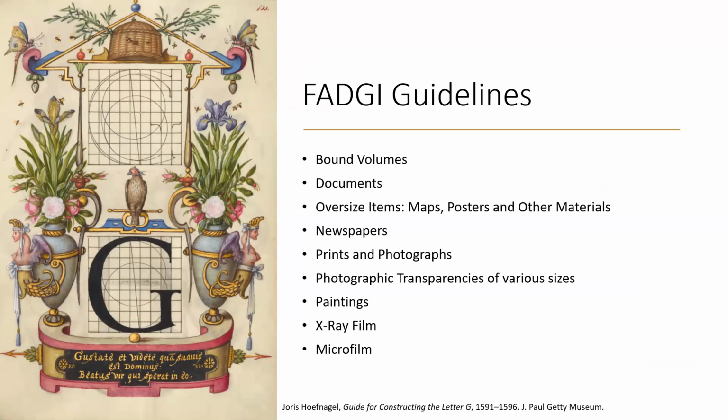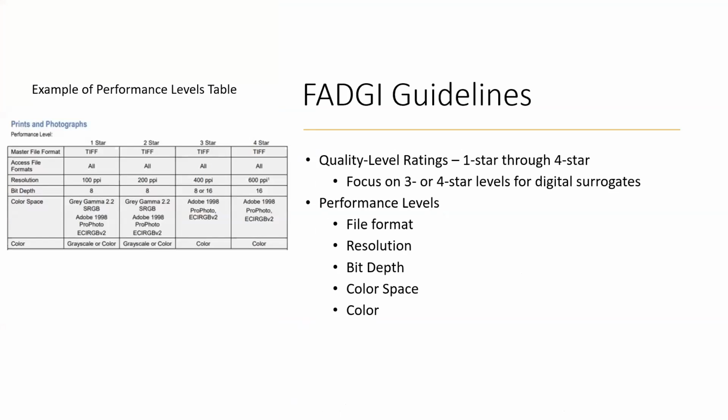The FADGI guidelines include different file specifications for bound volumes, documents, oversized items, newspapers, prints and photographs, photographic transparencies, paintings, and X-ray film and microfilm. The FADGI document itself can appear intimidating because it's pretty long, but the bulk of it is made up of the recommendations for each of these types of materials. While there's more to the FADGI document, the part that's most useful for us today is the recommended performance levels for each type of material.